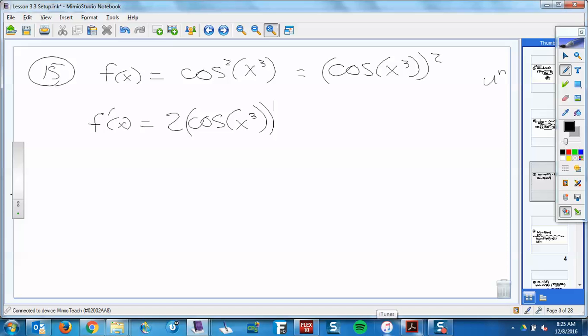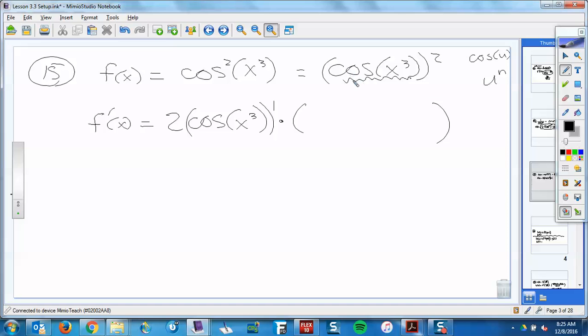I mean, if this would have been cosine to the 5th here, right? If this would have been cosine to the 5th, this would be important. We bring down a 5, and then this would be a 4, right? But since it's a 1, it doesn't really matter. And then times the derivative of the inside. Well, what's the inside? The inside is this, right? Negative sign. So now we're doing a cosine u problem. Now we're doing a cosine problem.